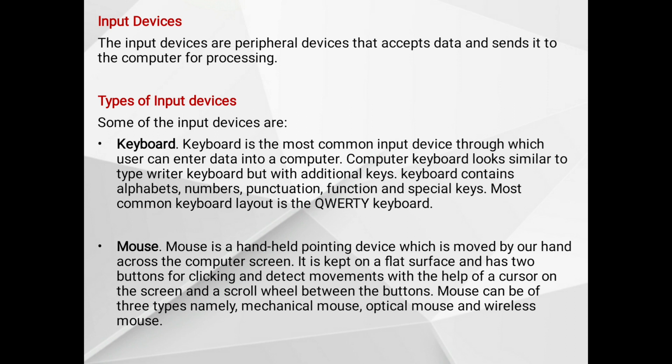So computer keyboard looks similar to typewriter keyboards, but with additional keys. It contains alphabets, it contains numbers, which is called as alphanumeric keys. Okay, so it contains punctuations such as semicolon, comma, then brackets, braces, like that. Function keys, that is like F1, F2, like that. Special keys such as page up, page down, alt, control, delete.